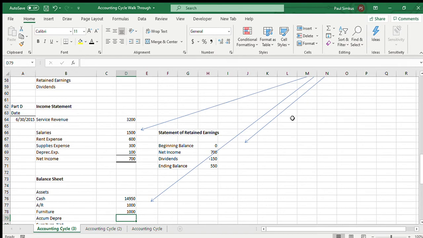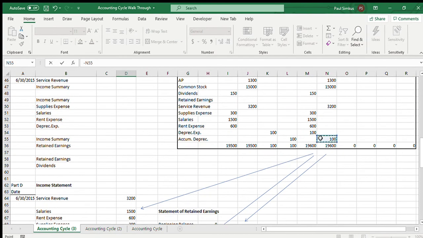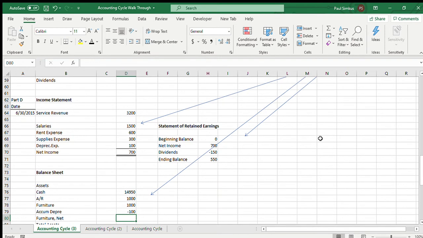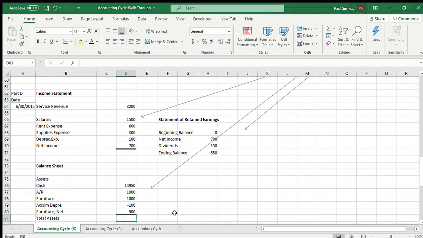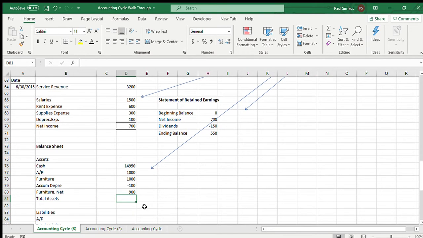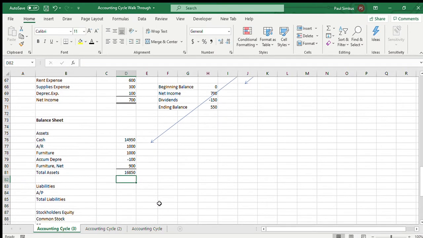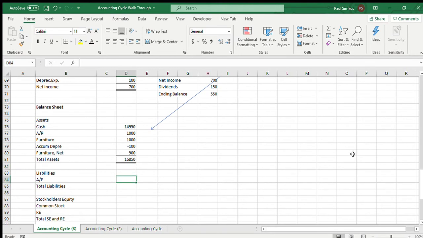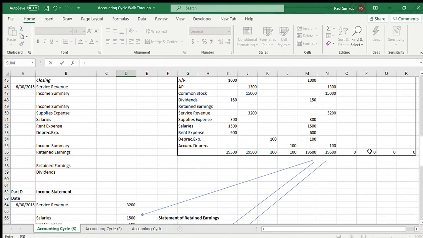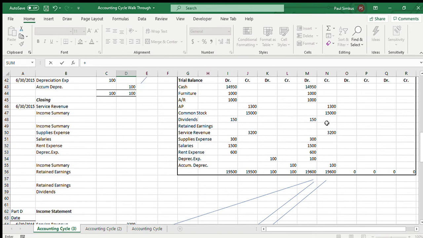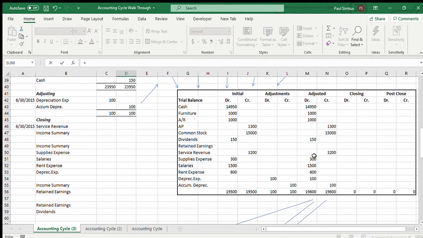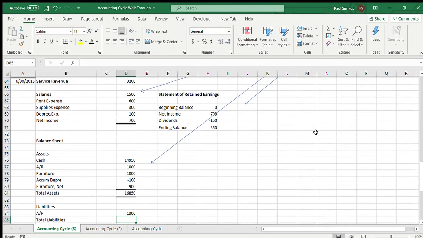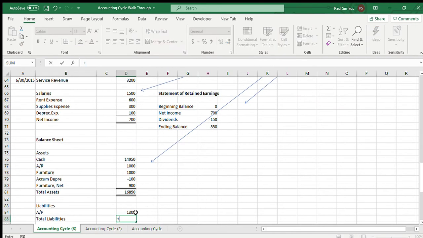Cumulative depreciation is negative. Furniture net is the sum of these two. So total assets would be the cash plus AR plus furniture net. Okay. Accounts payable would be, we only have one liability, and that's accounts payable here. So that's total liabilities.